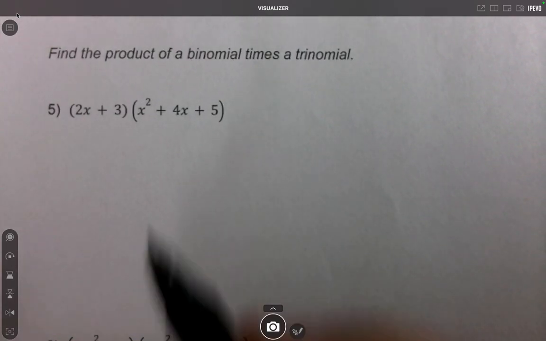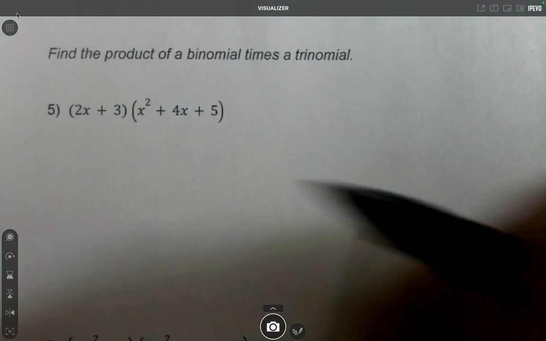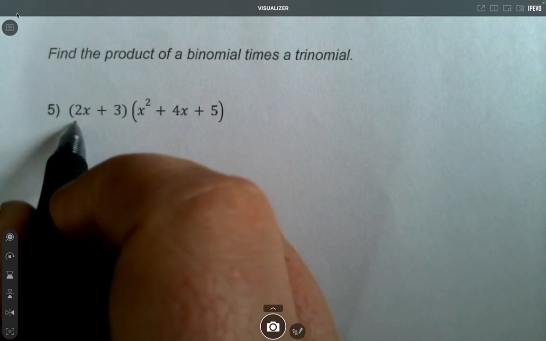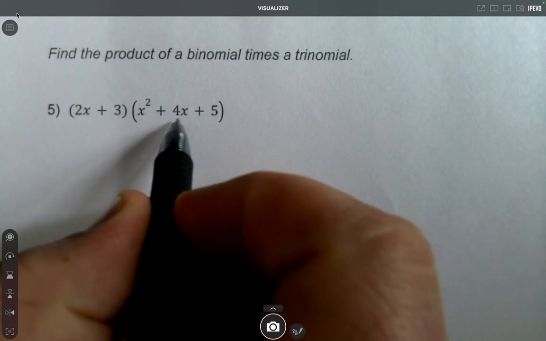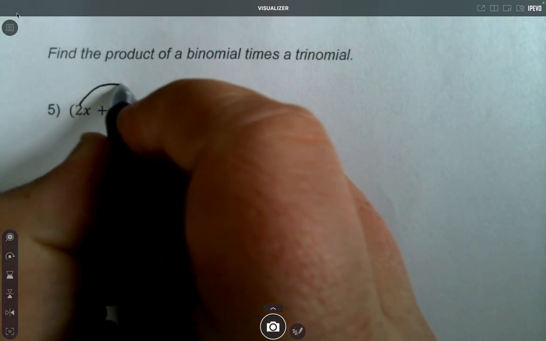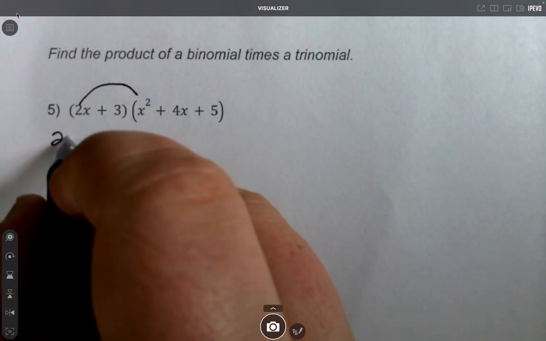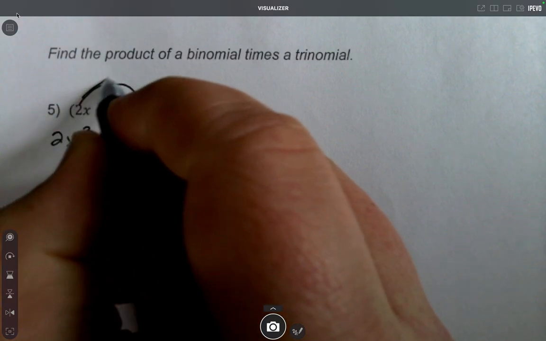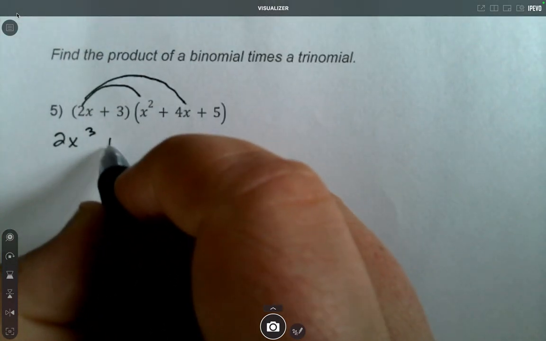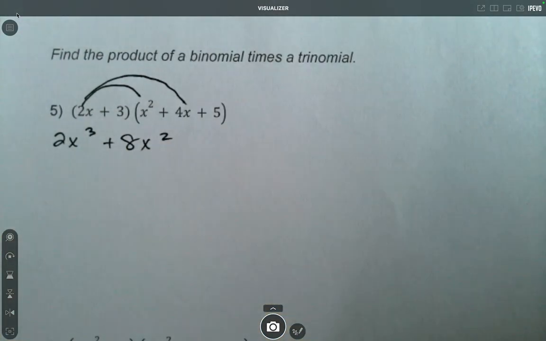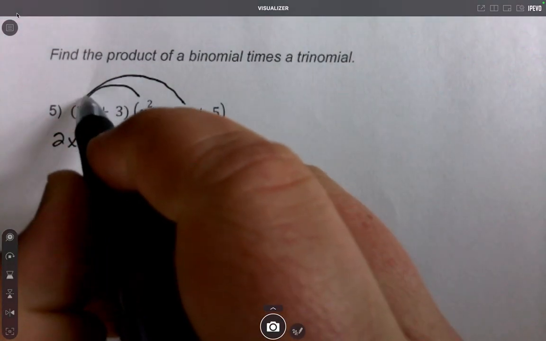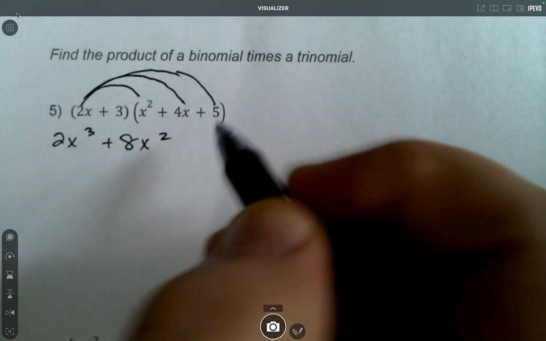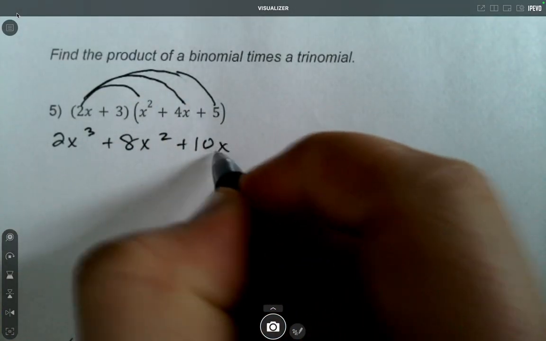So what I would recommend is you just draw lines like you had before. Say, all right, I know 2x needs to be multiplied by every term in here. So I do 2x times x squared. That gives me 2x cubed. 2x times 4x, that gives me 8x squared. And 2x times 5, which gives me 10x.